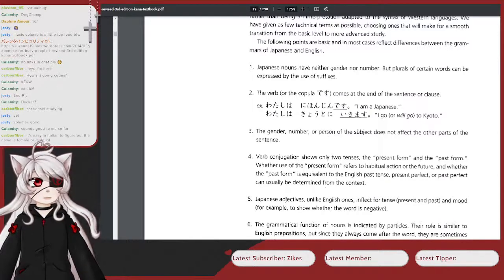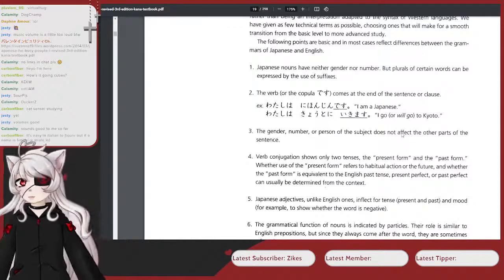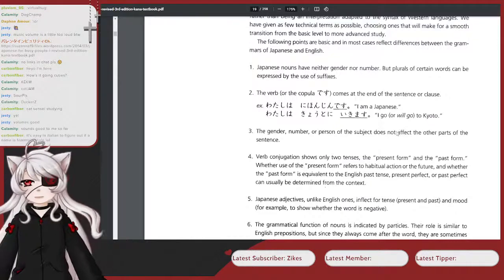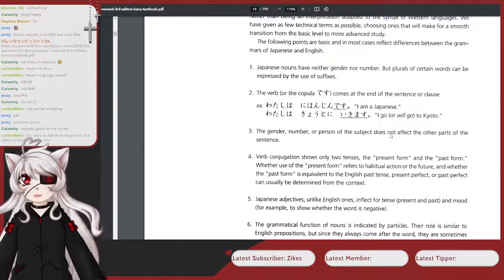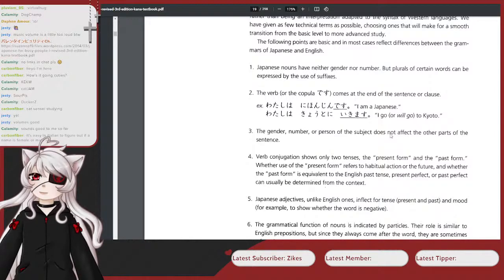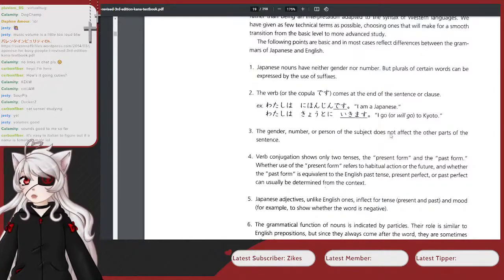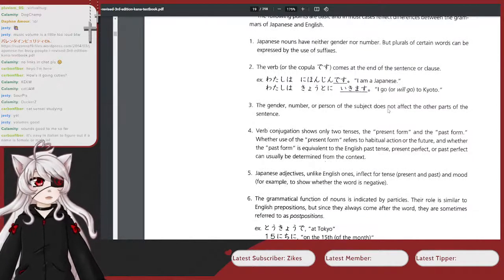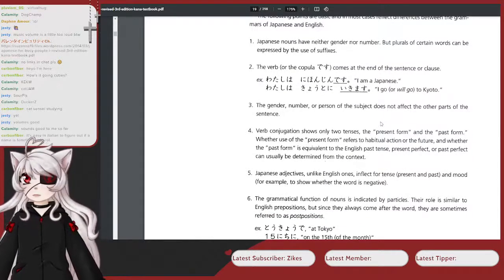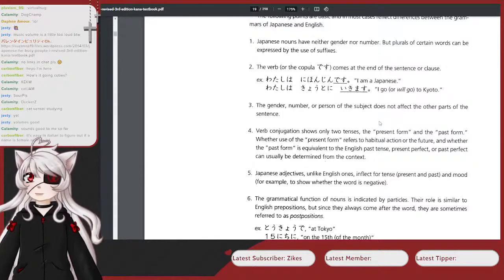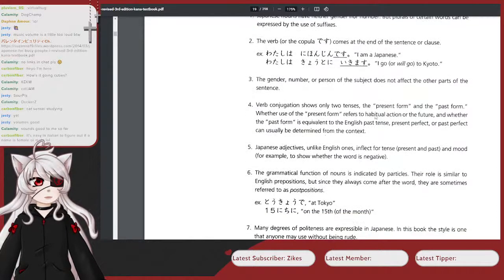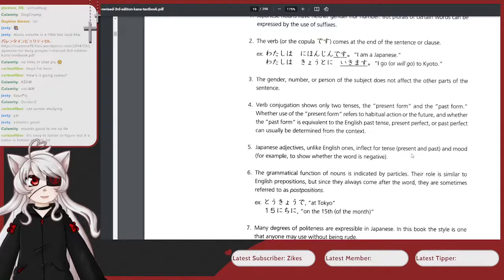Gender, number, or personal subject does not affect the other parts of the sentence. Japanese is very modular in my experience, which is nice. At least in formal Japanese. I don't know how it works in informal Japanese, but in formal Japanese it's very modular. Verb conjugation only. I don't know what the word conjugation means. I'm not really clever enough for this, but it's fine. The present form and the past form. Japanese adjectives, unlike English ones, inflect for tense, present and past, and mood.